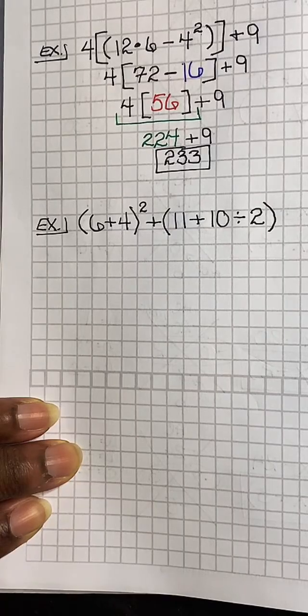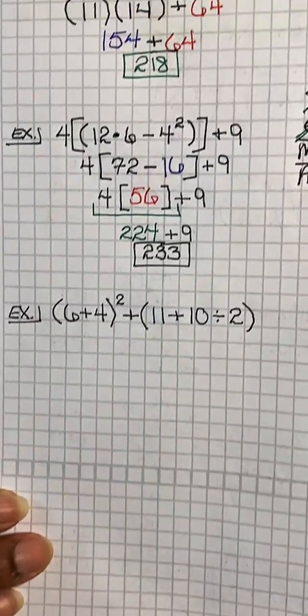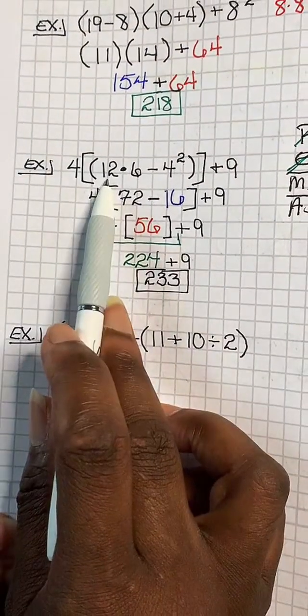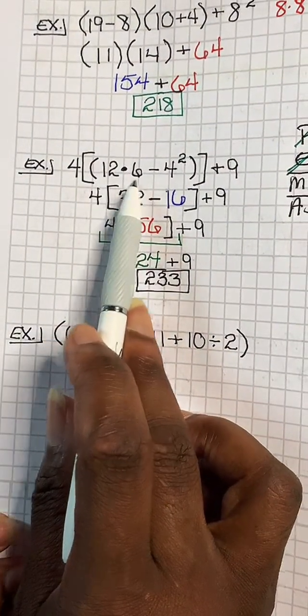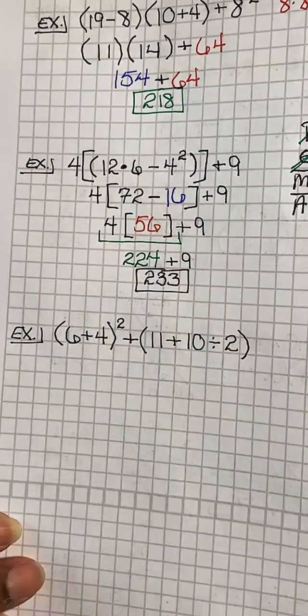So you always want to do what's inside the parenthesis first before you do the distributive property. So how I got 72? Sure. 72 was your 12 times 6. So 12 times 6 gives you 72. The dot means multiplication.